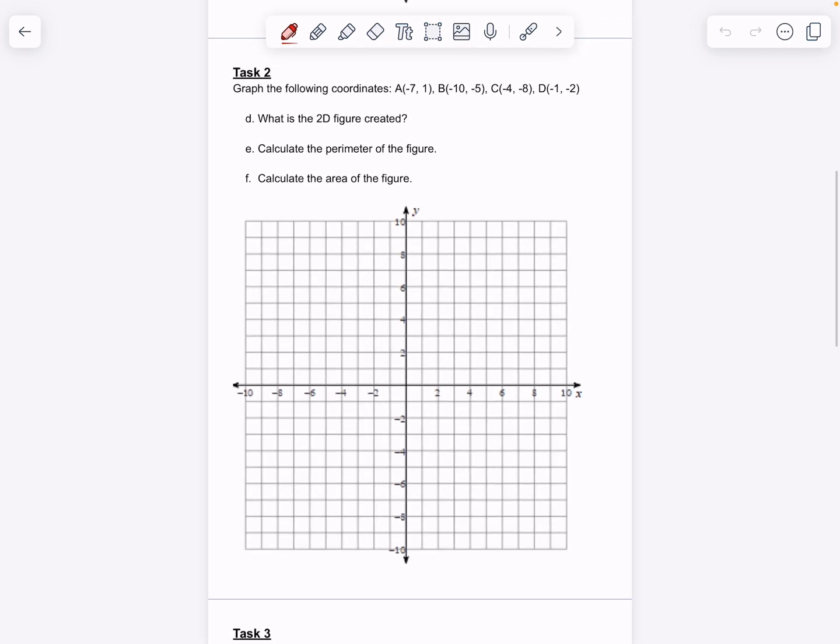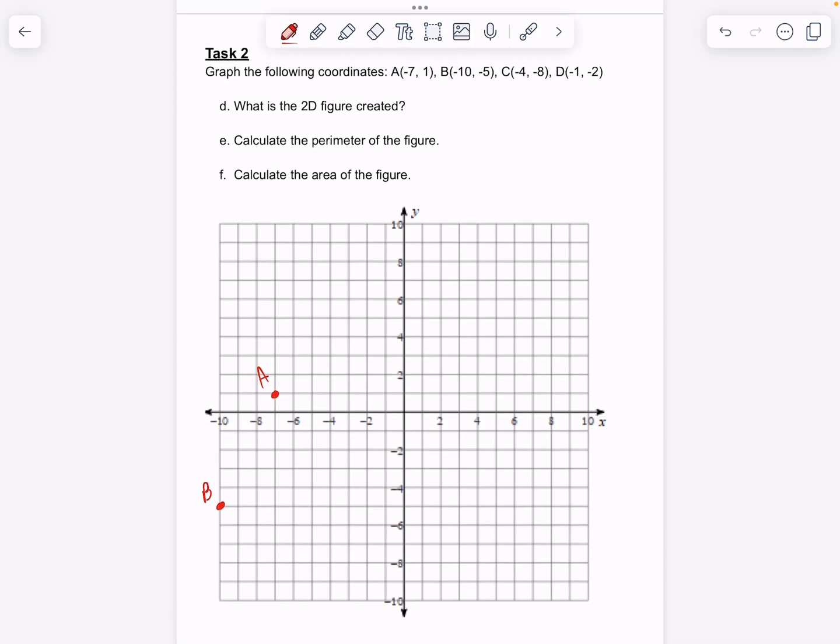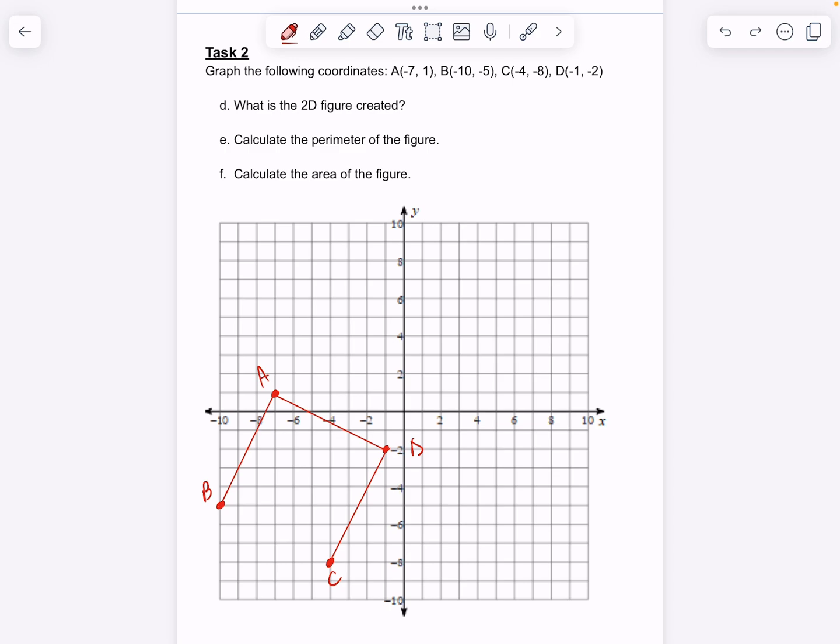So -7, 1 is my A value, -10, -5 is my B, -4, 8 is C, and -1, -2 is D. Okay, so at this point, we are not really proving any of the shapes. That's another video or another part of this. We are really focused on calculating the area and the perimeter.